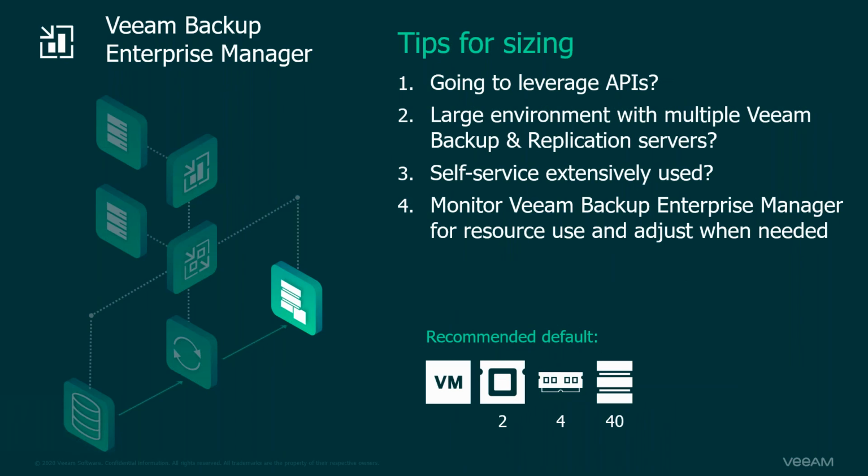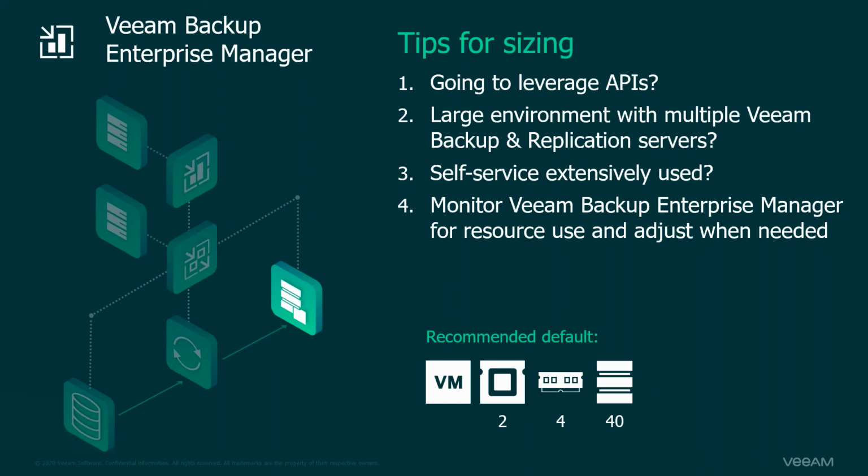It's an API endpoint. Are you going to be using the APIs? Do you have a large environment with multiple Veeam backup and replication servers? If you do, you're going to have a little bit greater CPU usage on the box. Will you be using the self-restore portal? If so, we're probably going to want to bump up the CPU and RAM. But the recommendation is, if you're not sure if you're going to use it, start with the minimums: 2 CPU, 4 gig of RAM, monitor it, and adjust it up if needed.